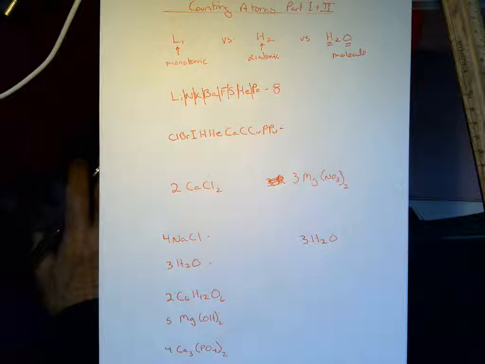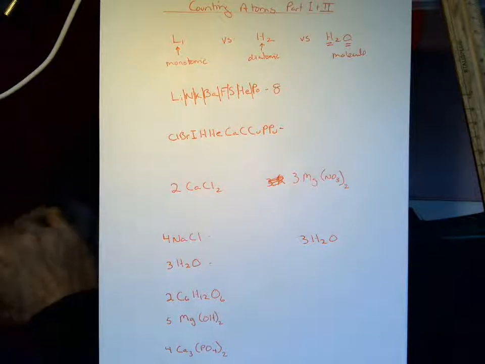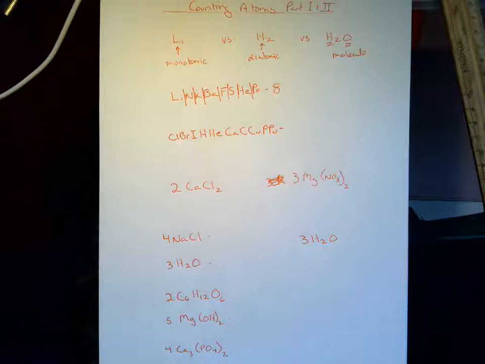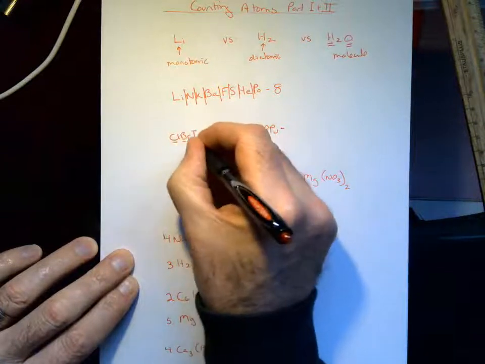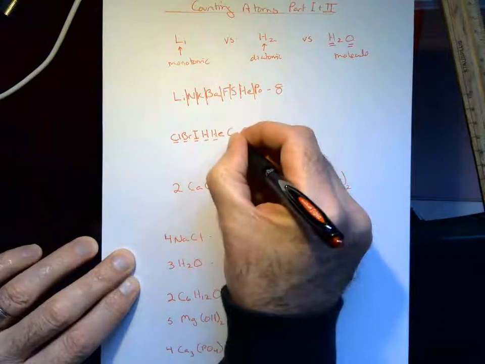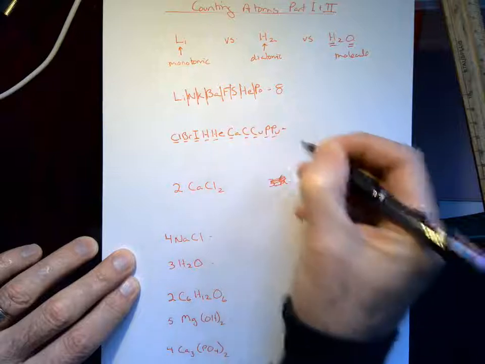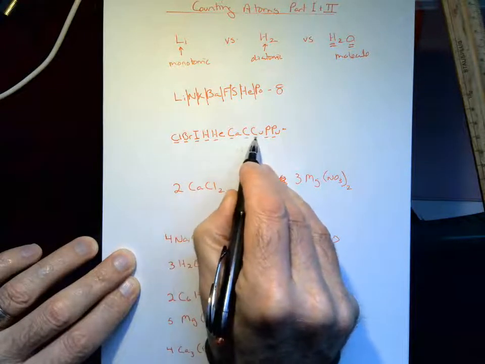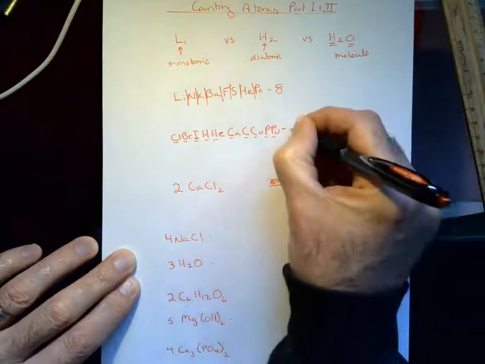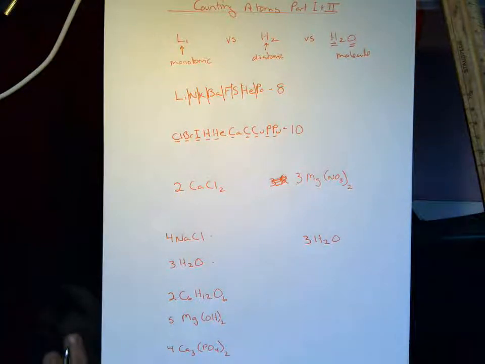I'm going to give you a second and see if you can do the next one. Okay, I believe there's 10. Every time I hit a capital letter, I'm going to underline that capital letter. 1, 2, 3, 4, 5, 6, 7, 8, 9, 10. So I've got 10 there.